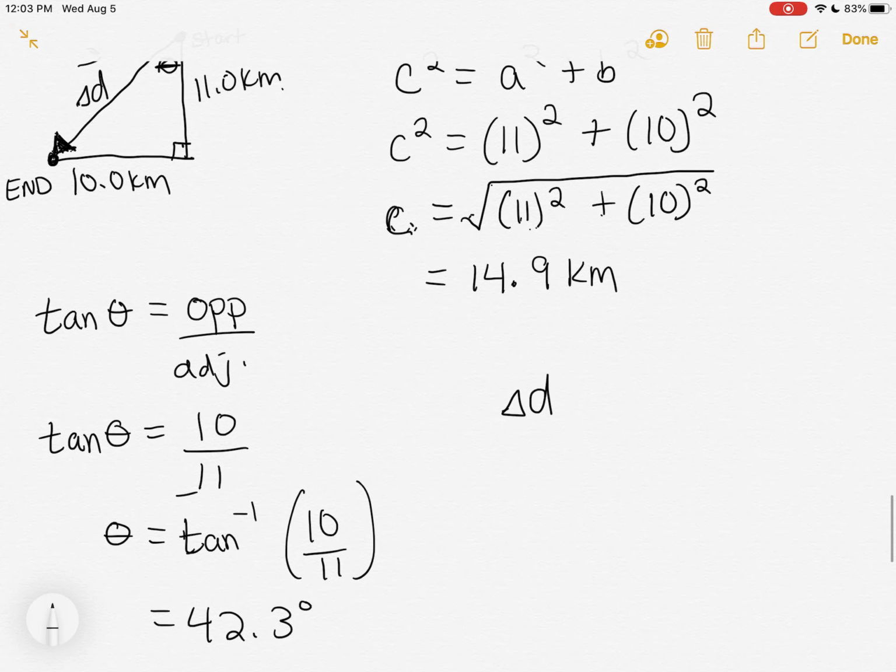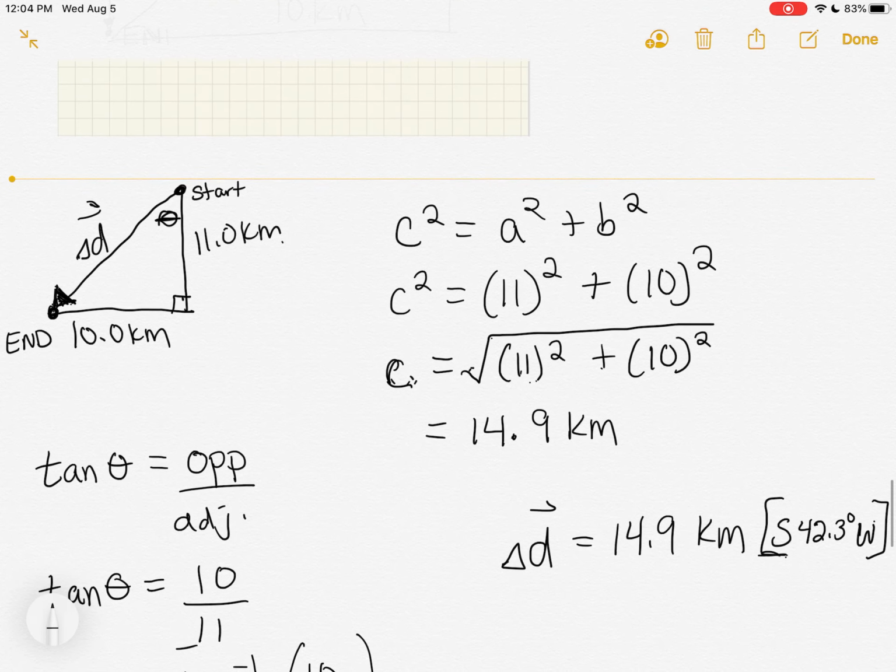So my overall displacement is going to be 14.9 kilometers, south and then 42.3 degrees to the west. The reason that I know that is because when we're looking at our triangle, that's the direction that we want to go in. First, we're going to the south, then we're going to the west. And so that's what we want in terms of our angle.